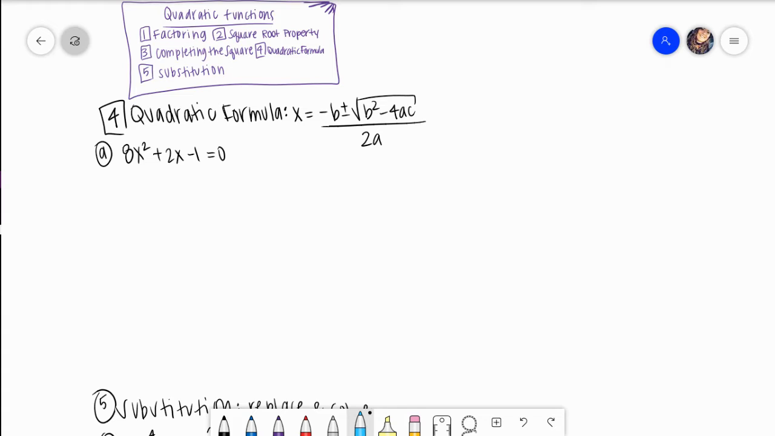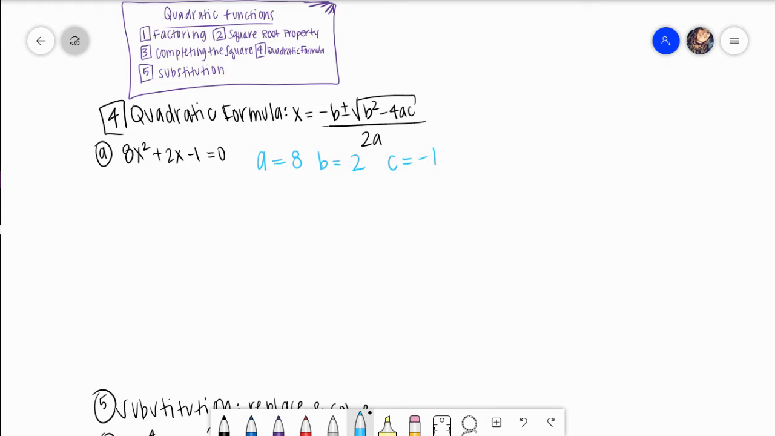Sometimes you can't use factoring. Sometimes you can't do completing the square, but you can always use the quadratic formula. So if I look, what I have is my A is 8, my B is 2, and my C is a negative 1. So what we do is we're just going to plug everything into this formula.